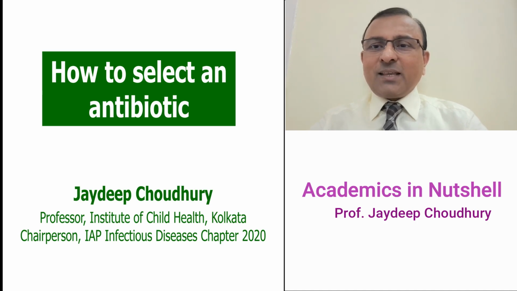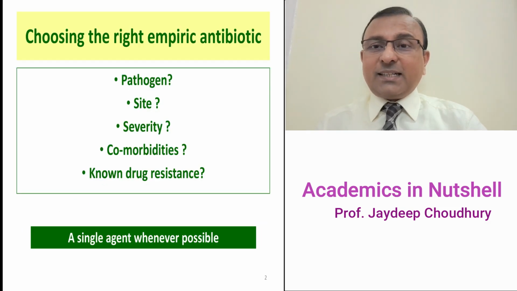And today, how to select an antibiotic. So when we select an antibiotic, it's most often empiric. Empiric antibiotic selection should depend on factors like the pathogen, the site, the severity, the comorbidities, and if there is any known drug resistance. As far as possible, we must try to start with a single antibiotic.